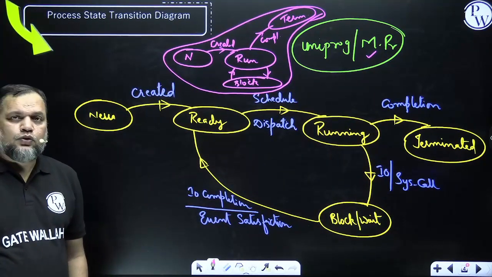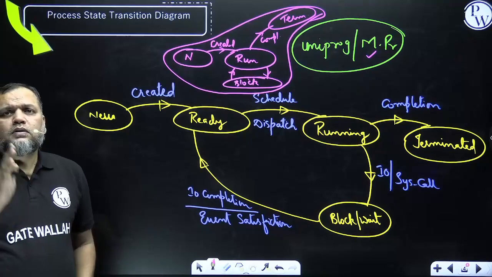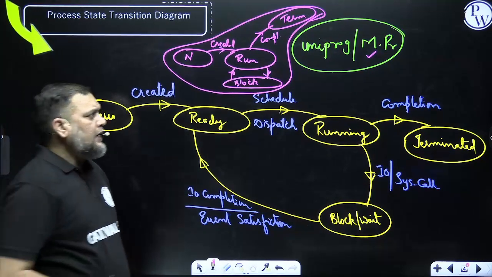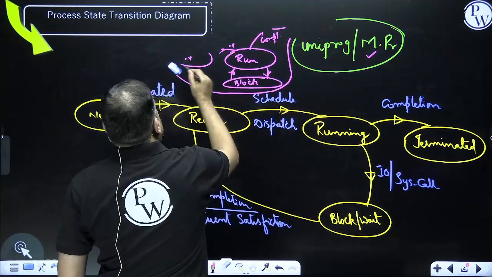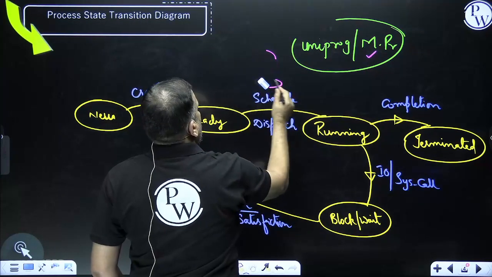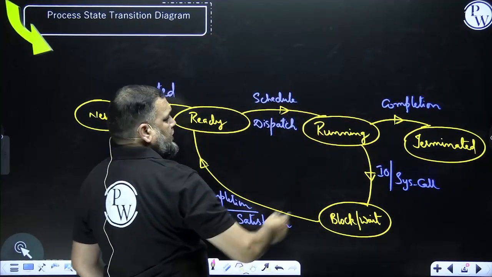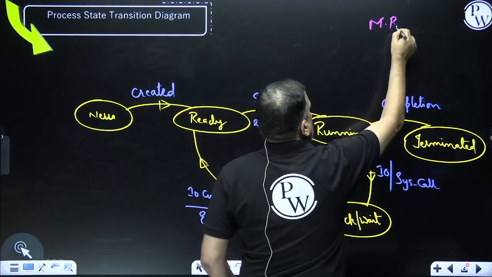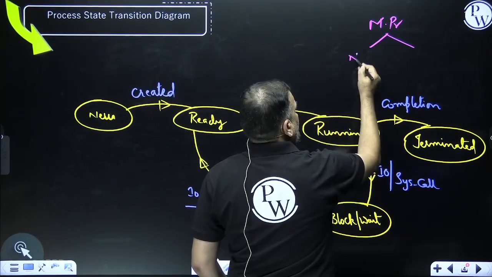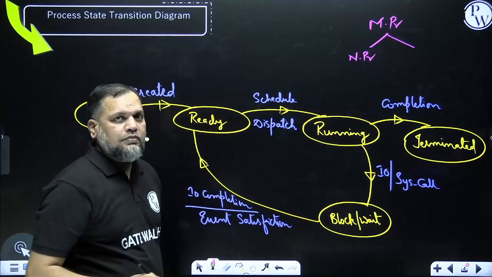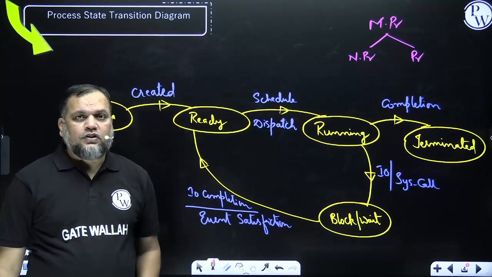Now the next question. As you know, multi-programmed operating systems are of two types. Number one, non-preemptive, the other is preemptive. Let me rub this off. I'm writing multi-programming in short as MPR. NPR is non-preemptive, and the other is preemptive. This is a GATE question asked several times, so please understand that.